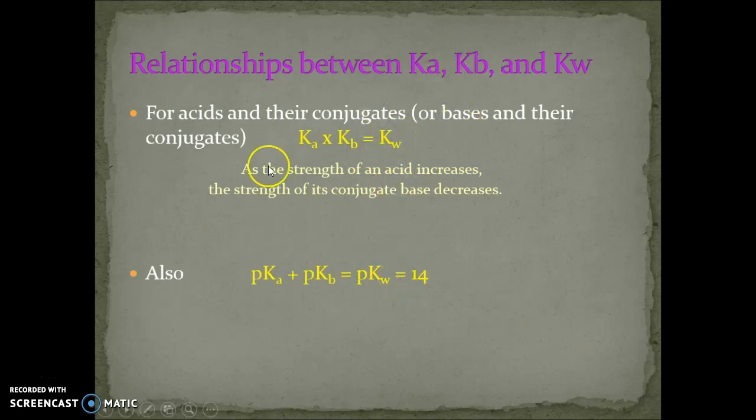Other idea, if we turn these all into p-values, the pKa plus the pKb is equal to the pKw, and that equals 14. Both of these ideas are going to have a reasonably important role in making titration calculations a little bit easier on you. So keep that in mind. But be very careful. Don't mistake pKa for the pH. This is the negative log of the Ka, not the negative log of the H+ concentration. So be careful not to make that mistake. pH is not the same as pKa.